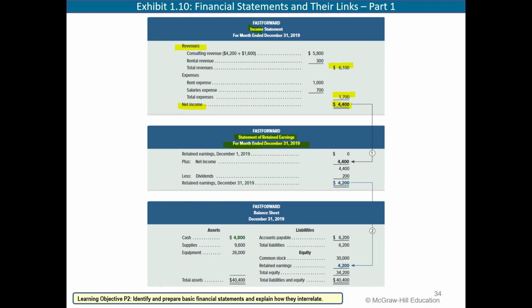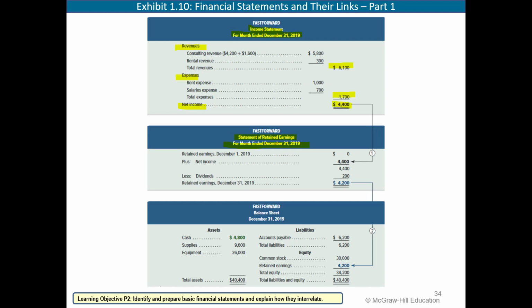So the first statement is the income statement. It's prepared as of a period of time. This covers a month. It includes the revenues, which total $6,100, and the expenses, which total $1,700. $6,100 minus $1,700 is $4,400 net income.